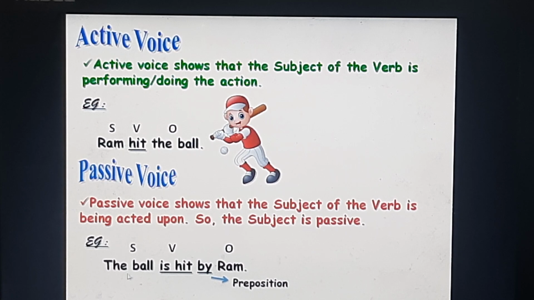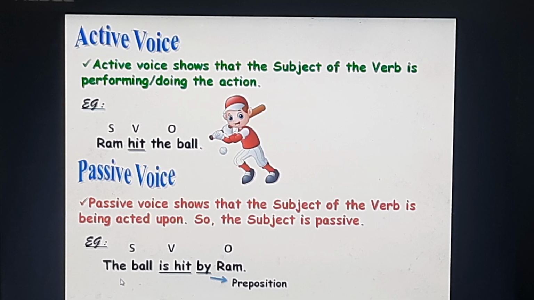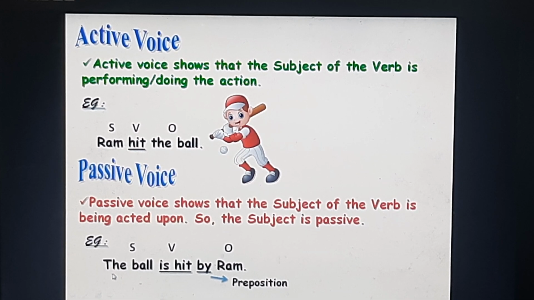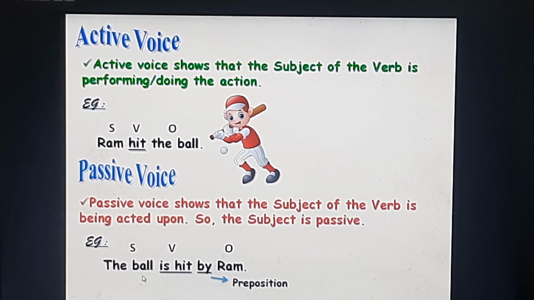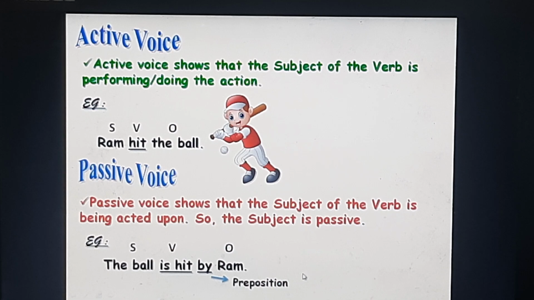Now, the ball is the subject. Is it doing any work? No, it is only acted upon by the object Ram. Therefore, we say the subject ball is passive and is hit. The verb is in the passive voice. Now, we can understand one more thing, that the sentence in the active voice and the sentence in the passive voice, they are the very same in meaning.